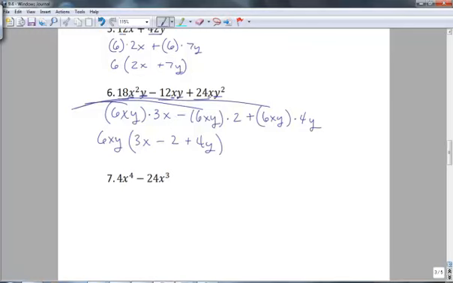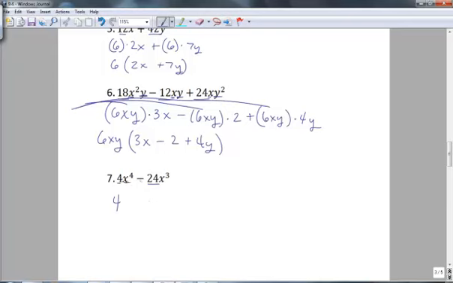Okay, our last one, number 7. Again, if you haven't paused the video and tried these on your own yet, number 7 would be a good one for you to do that on. Okay, so looking at the 4 and the 24. The greatest common factor with 4 and 24. What's the biggest number that goes into both? Well, it's going to be a 4, right? Because 4 goes into 4 and 4 goes into 24.